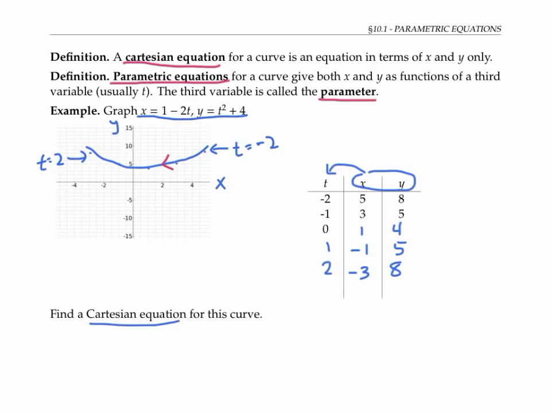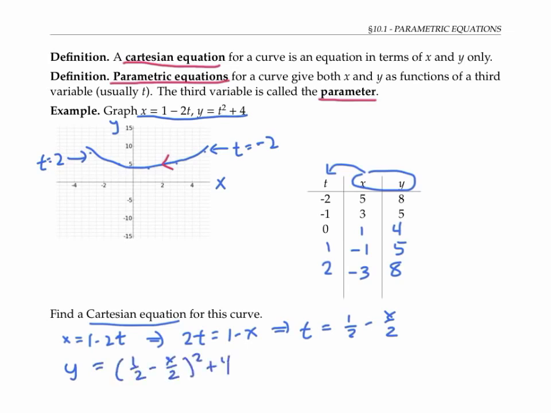One way to do this is to solve for t in one equation, say the first equation. So 2t is equal to 1 minus x, which means that t is 1/2 minus x over 2. Then we can plug that expression for t into the second equation and get y equals (1/2 minus x over 2) squared plus 4, which simplifies to the quadratic equation y equals 1/4 x squared minus 1/2 x plus 17/4.